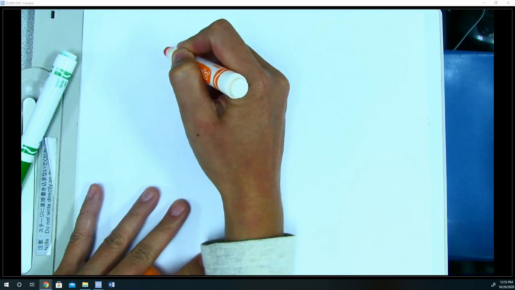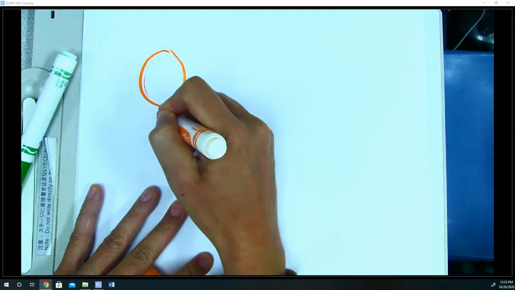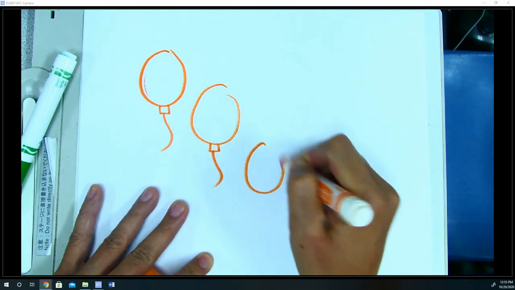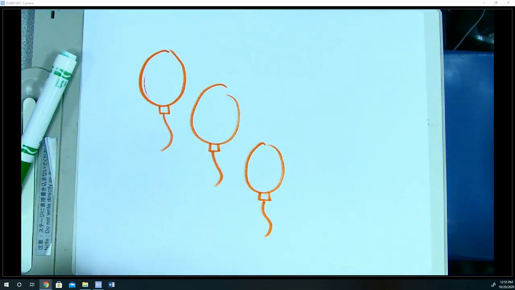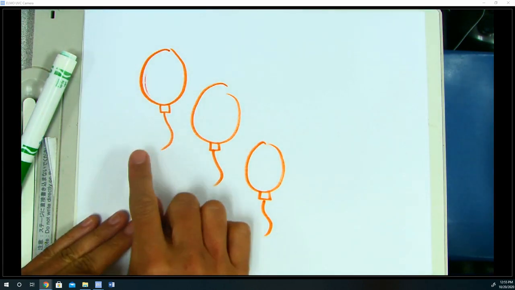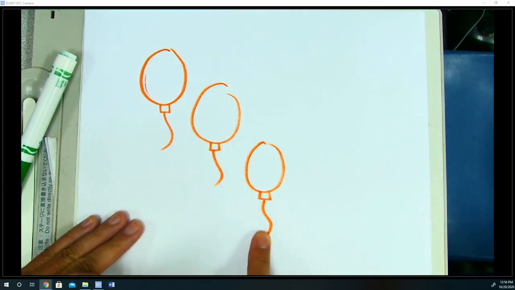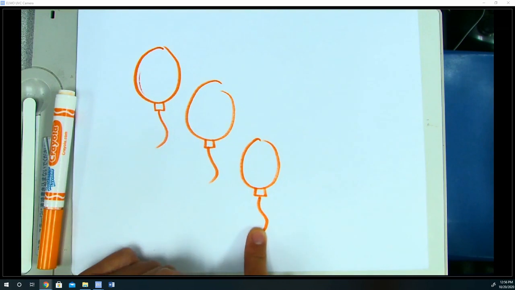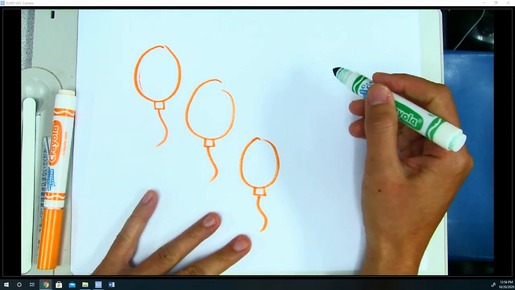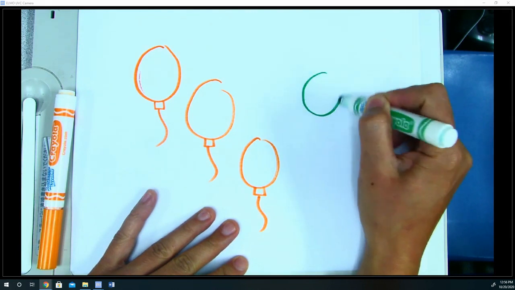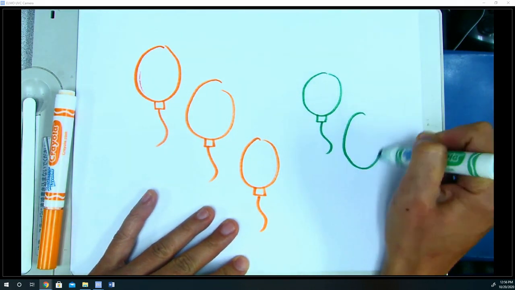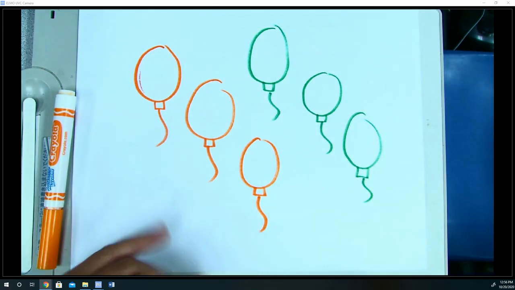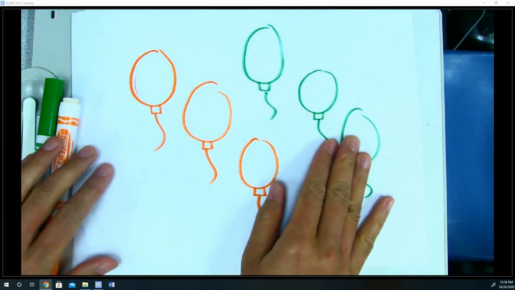So in my story, I have some orange balloons here, right? There we go. Okay, so I have some orange balloons, and in my story, I got 3 orange balloons. But then later on, my dad bought me some more balloons. So he got me some green balloons. So I'm going to draw some green balloons here. Do 1 more here. I think that's good. All right. So he got me 3 more balloons.